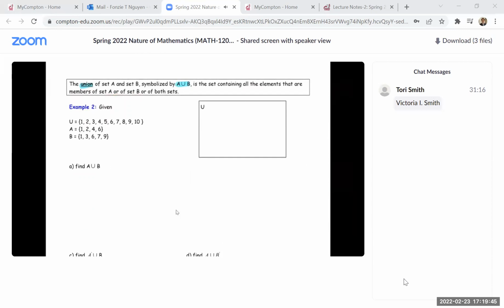So let's draw the picture again. A, B. Well, we start with the overlap. What was it, 1 and 6, right? Yes. All right, so 1 and 6. And then over here, what numbers go here? 2 and 4. And then over here would be 3, 7, 9.